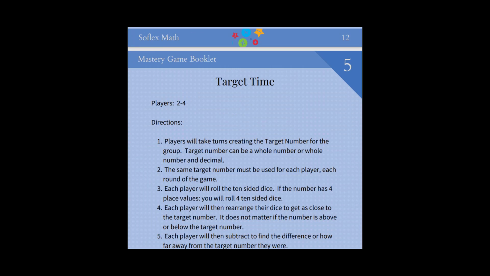All right, our next game is called Target Time. Once again, 2 to 4 players, and here are the directions again. And I'm going to go to the game board and kind of explain it from there.